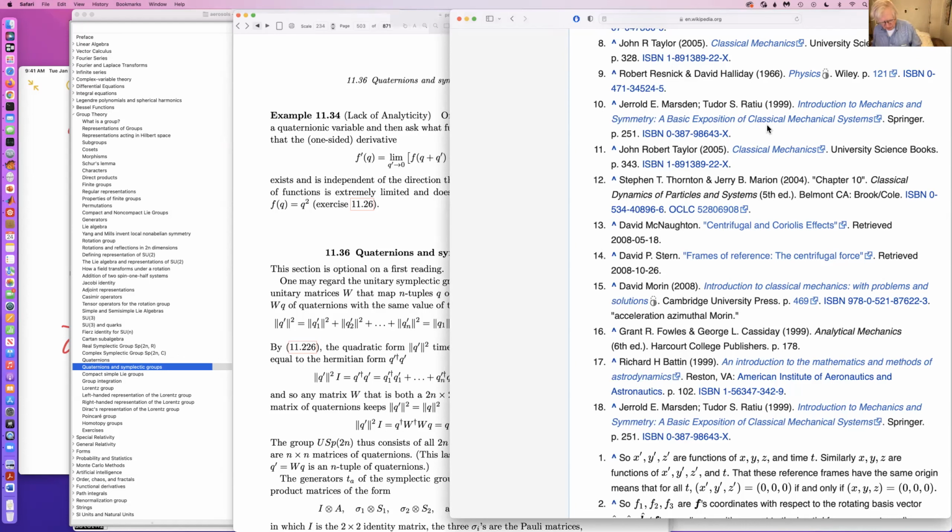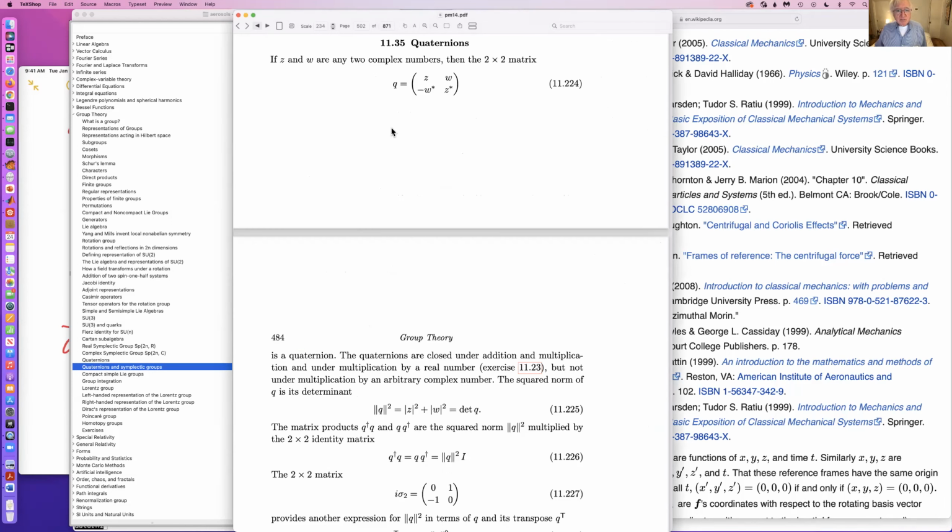Yeah. Right, okay, so we'll discuss Lagrange points next time and then go on to applications of quaternions. By the way, there's also a section on quaternions.